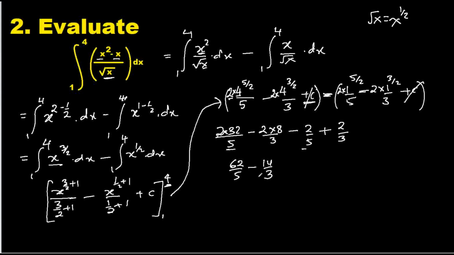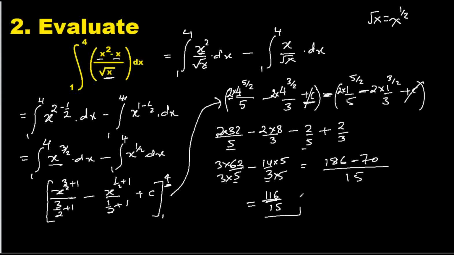Okay, now they have LCM as 15. So we'll multiply here by 5, multiply here by 3. So what do we get? Over 15, 62 times 3, 186, minus 70. So it comes out to be 116 over 15, and this cannot be simplified further. That's the answer of this definite integral.